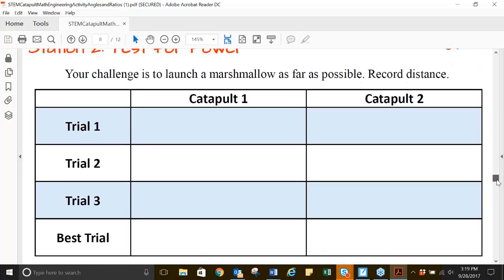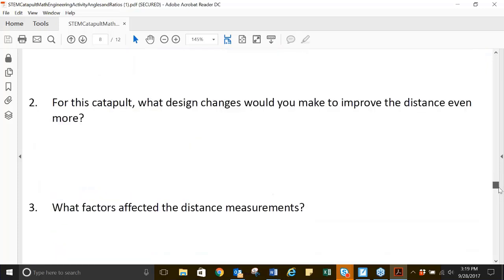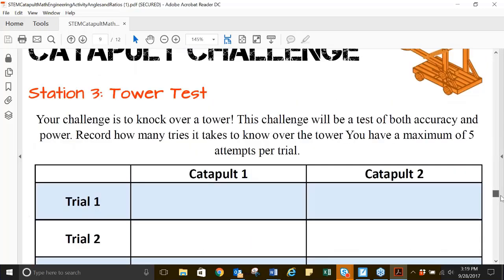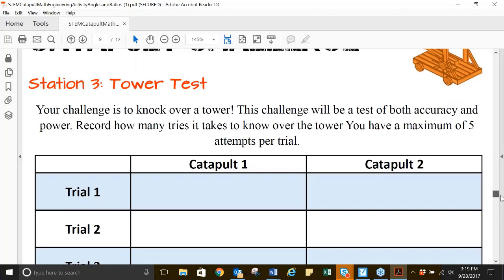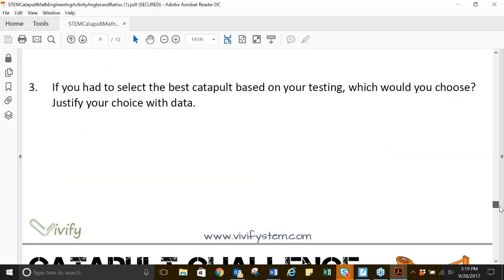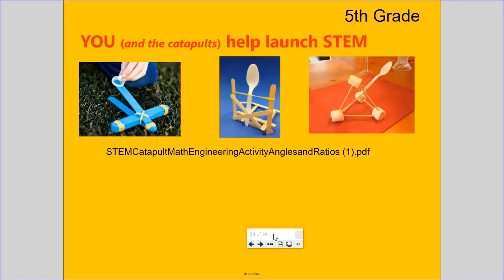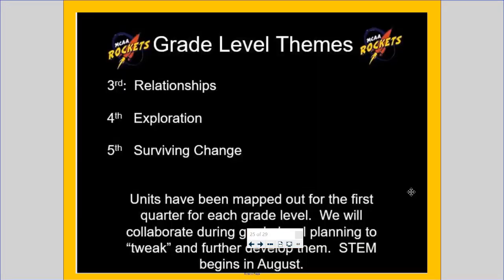All right. So these are the three that we usually start off with in third, fourth, and fifth, the Save the Fred, the catapult, just to get them, again, in that STEM thinking mind so that we can start with our grade level themes. Each grade level has an overarching theme. Third grade is relationships, fourth grade is exploration, and fifth grade is surviving change.